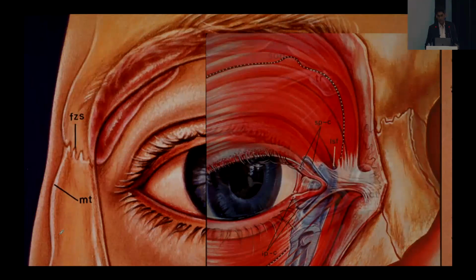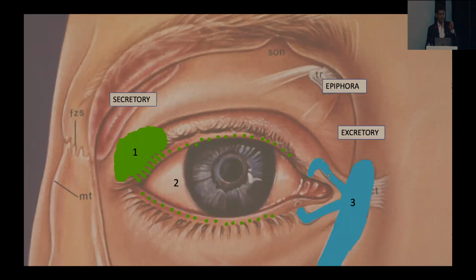Now, the most important part of this system for it to maintain a balance between secretion and excretion is the orbicularis muscle. As we can see here, the orbicularis muscle basically converges onto the medial canthal tendon, goes ahead and behind it, and forms the muscle of Riolan, which helps squeeze the tears from the canaliculi into the lacrimal sac. So this happens with the blink reflex.